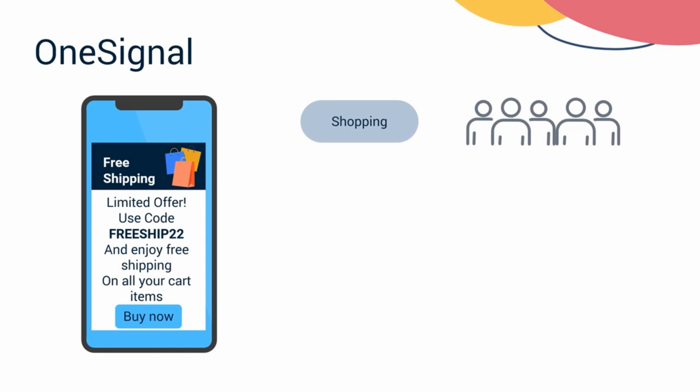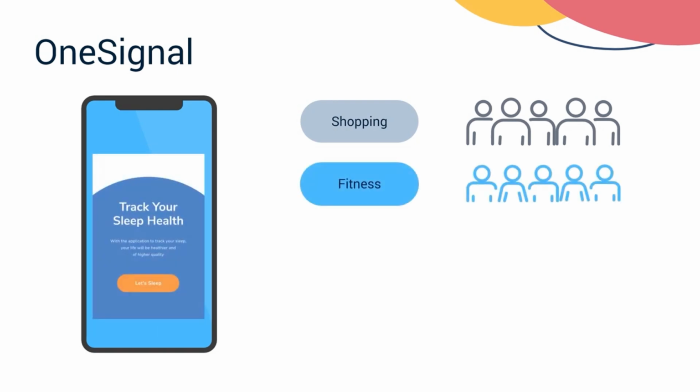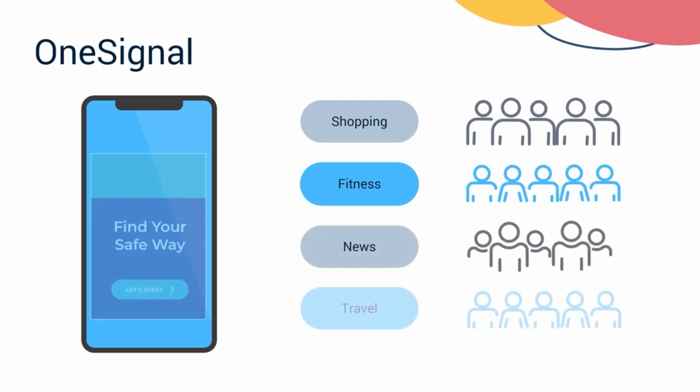OneSignal's segmentation feature lets developers send personalized messages to specific user groups based on their behaviors and preferences. This ensures that notifications are relevant and targeted. Consider a retail app using OneSignal to send personalized product recommendations. Users who browse specific categories will receive targeted offers and promotions based on their behavior.